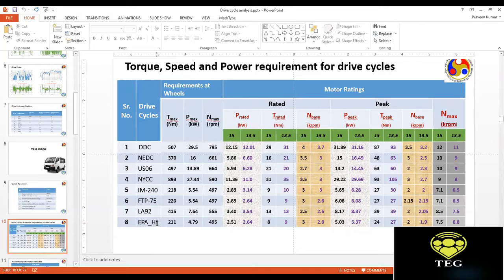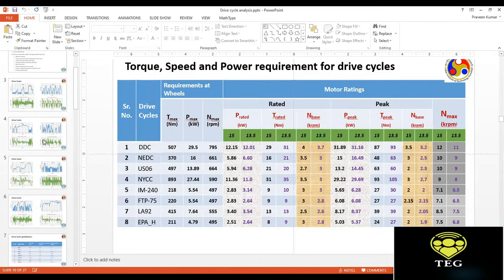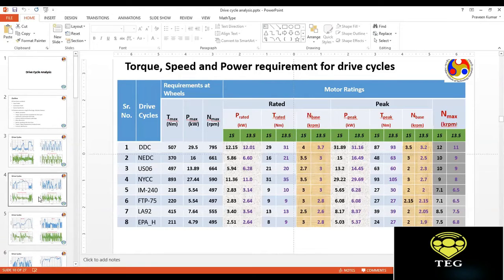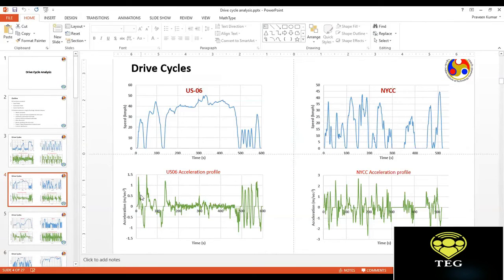Now, if we look at this, then one thing is clear: the maximum torque requirement at the wheel is for the New York City cycle, which is around 893. And if we see the reason for that, then it would be evident from the drive cycle. So here we have the New York City cycle on the right hand side, NYCC.